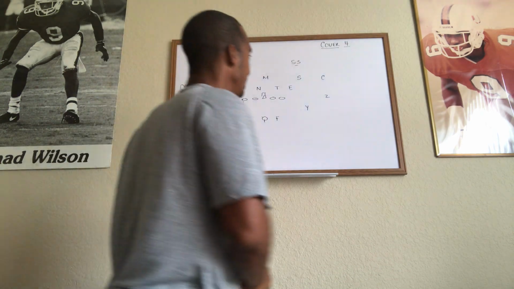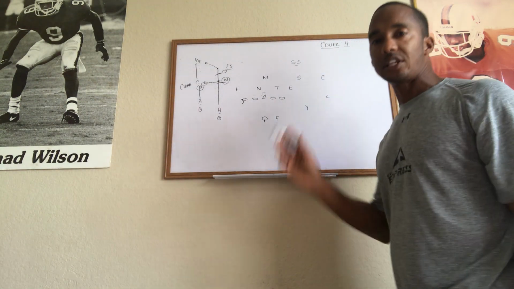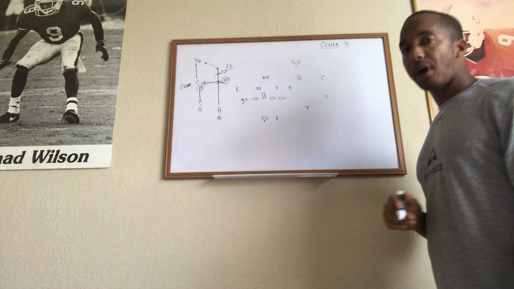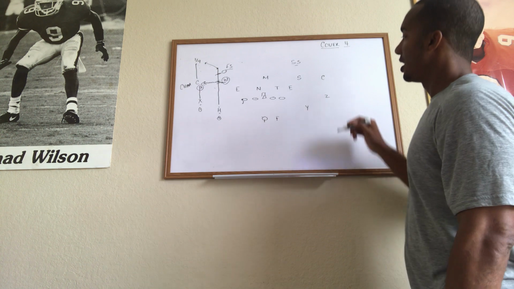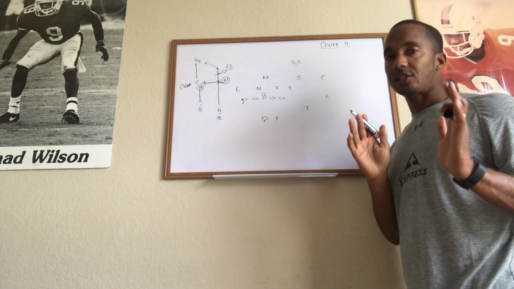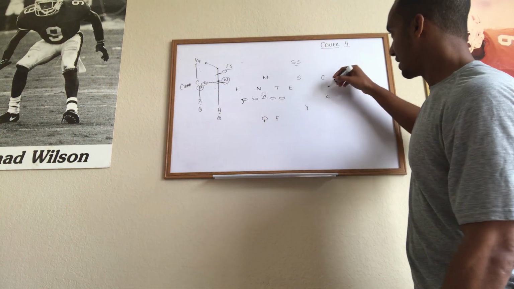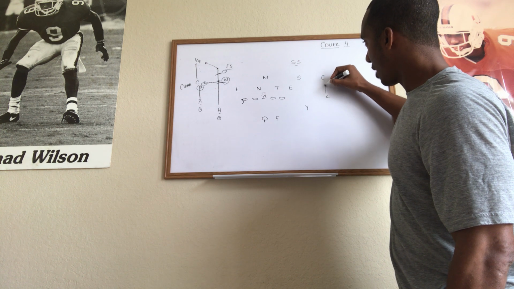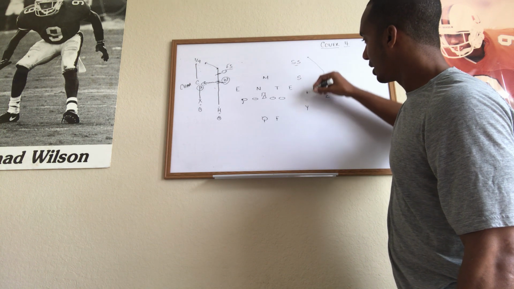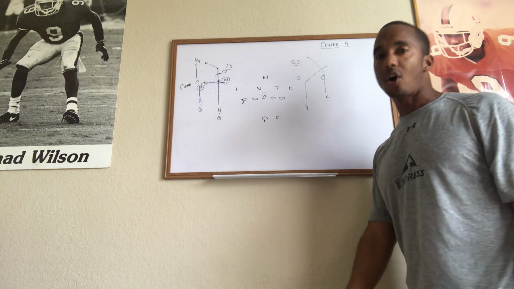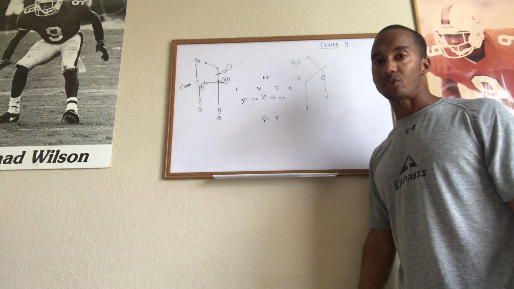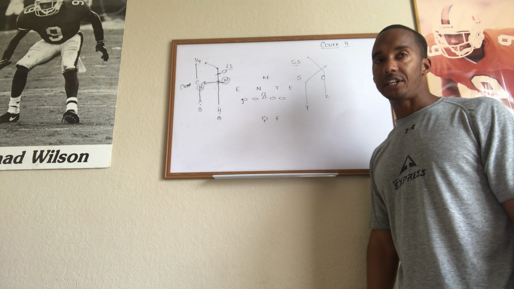Okay, let's go over to this side. Everything's the same on this side, but let's talk about some things that might happen that I did not cover when I was talking about on this side. Here's the biggest thing that is a problem in cover four, and that is this post route right here by number one, and then the corner route here by number two. That's called a cover four beater, all right? It's a really difficult thing to deal with.